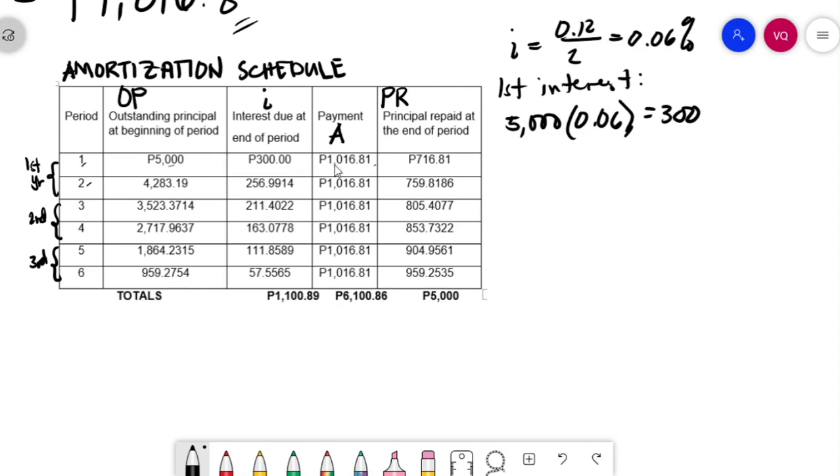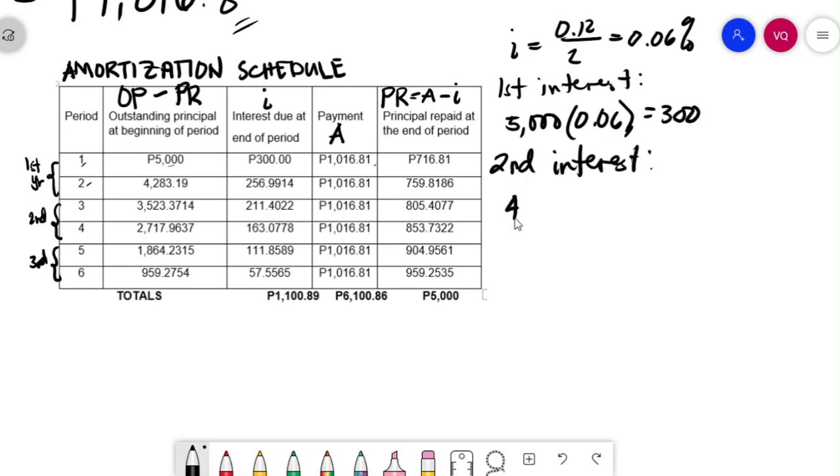So from our annuity, 1,016.81 pesos, we will subtract 300 pesos, our interest, to get our principal repaid. So our PR will be equal to the annuity minus the interest. So that will be 716.81 pesos. From this PR, we will subtract it from our outstanding principal at the beginning of the period. So, OP minus PR: 5,000 minus 716.81. So, that will become 4,283.19 pesos.